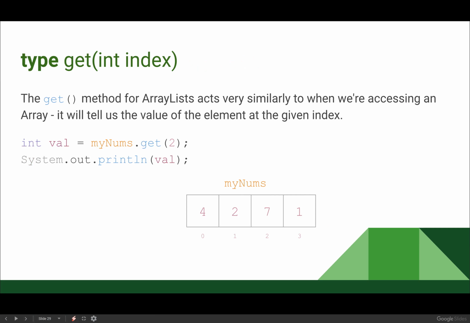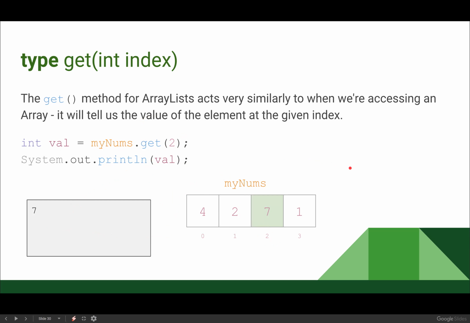The get method for an array list is going to be very similar to just accessing an array. It is going to tell us the value of the element at the given index. So I'm going to say int val equals myNums, it's that same array list, dot get 2. I'm going to get the value at index 2. So if we look, index 2 stores the value 7. So we print val, we see the number 7.